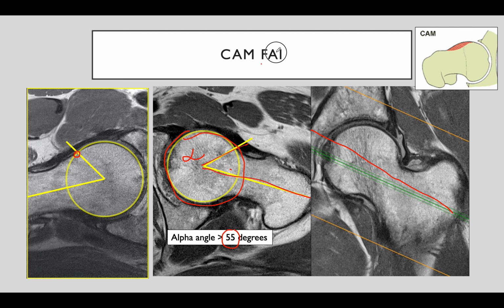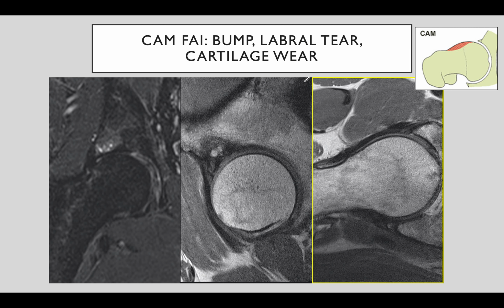I'm going to take out this term FAI from here and just say CAM morphology, and I'll explain why in a little bit. What happens because of the CAM type morphology is you have impingement of the anterior femoral head against the anterior acetabulum, as a result of which there is a tear or a degenerative tear in the anterior superior labrum, and subsequently there is articular cartilage loss over the anterior superior aspect of the hip joint.